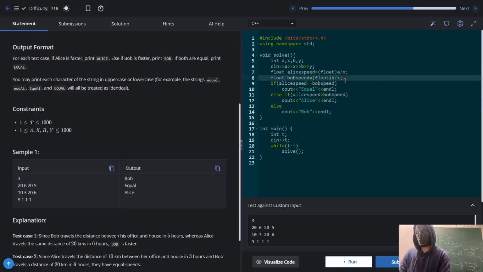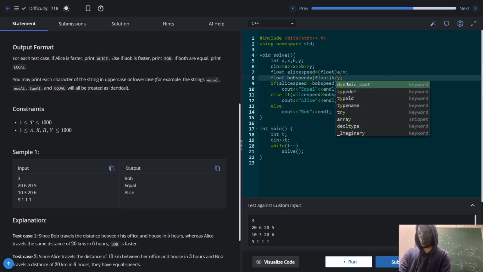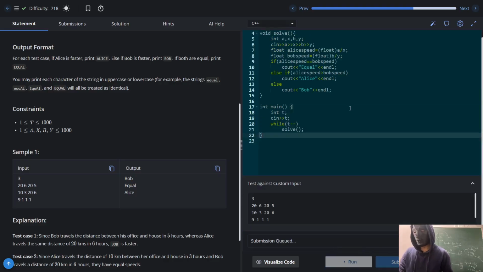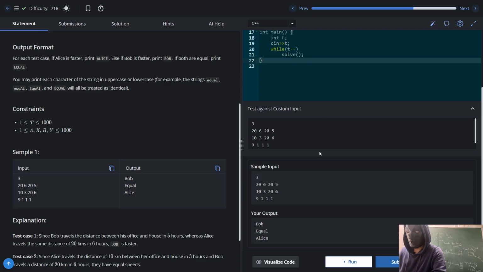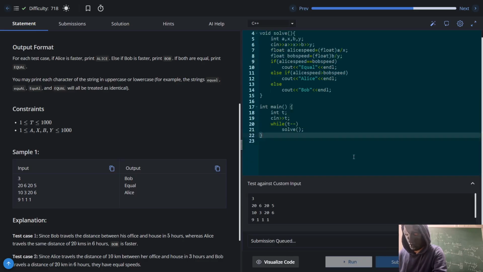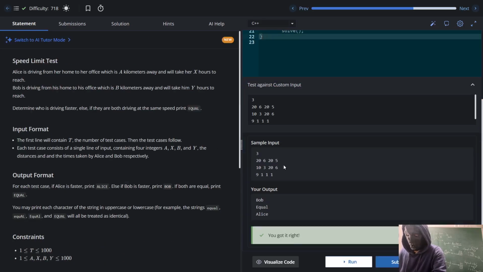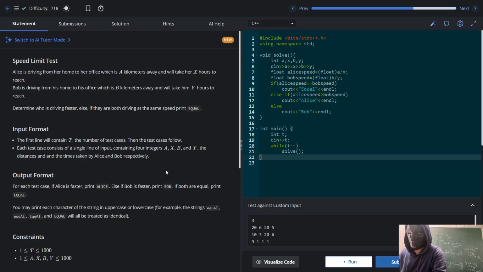Sorry, yeah. I think this should be b by y, not b by x. That is not correct, right? x is for Alice, y is for Bob, how many hours he required to reach the office. So now we're getting Bob, Alice, equal, Alice, Bob, equal, Alice. Let's try to submit the code. Yeah, it got accepted, so it was easy only.